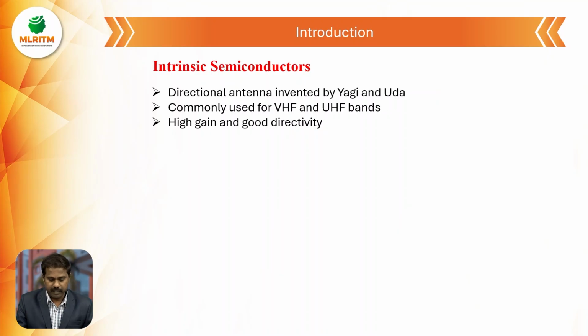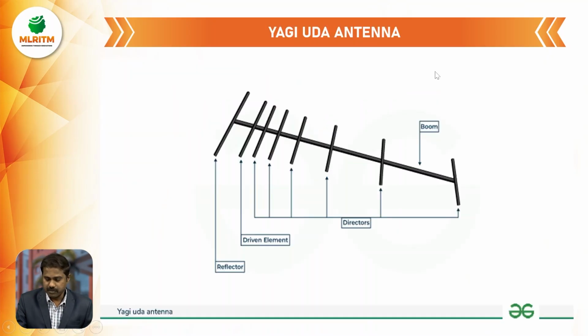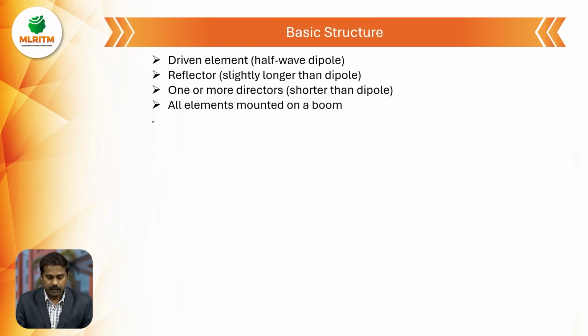This antenna has high gain, and it is used in the very high frequency and ultra high frequency bands. It has three parts: one is the reflector, another is the driven element, and the other is the directors. The basic structure, as I already told you, is a driven element, which is a half wave dipole, and a reflector slightly longer than the dipole. The antenna at the backside is longer than the driven element.